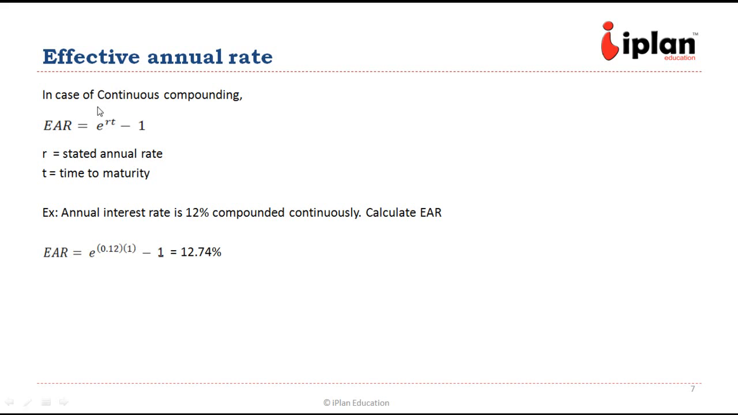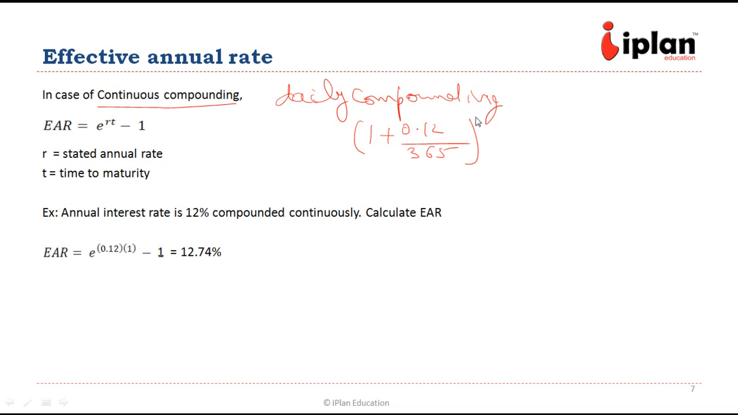Before going to the concepts of continuous compounding, we will take one more case here, the same example. What if we are doing daily compounding? So this will be 1 plus 12% divided by 365, assuming there are 365 days in that year, to the power 365 minus 1, and the answer is 12.7475%. So the idea is, the more the frequency of compounding, the higher is the effective annual interest rate.